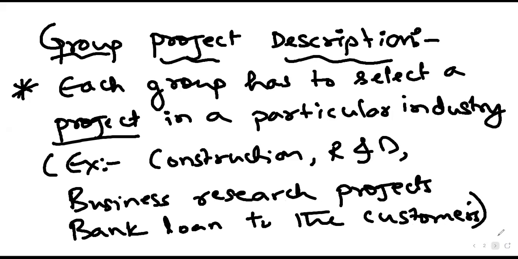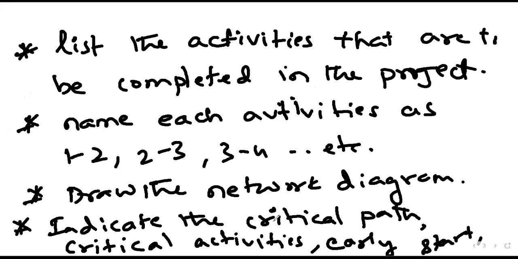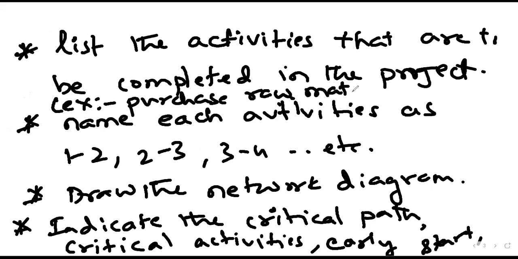Once that is done, you have to list all these activities. One example I can give: purchase raw materials, hire employees, etc. Once this list of activities is prepared, you can number these activities like 1-2, 2-3, and 3-4.